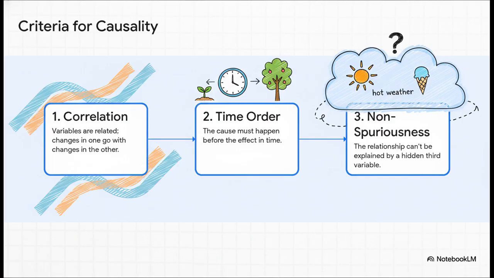So, to officially prove a cause and effect relationship, you have to pass this really strict three-part test. No exceptions. First, the two things have to be correlated. Okay, check. Second, the cause has to happen before the effect. Makes sense. And third, and this is the tough one, you have to prove the relationship is non-spurious. You have to show there's no hidden hot weather variable messing with your results.